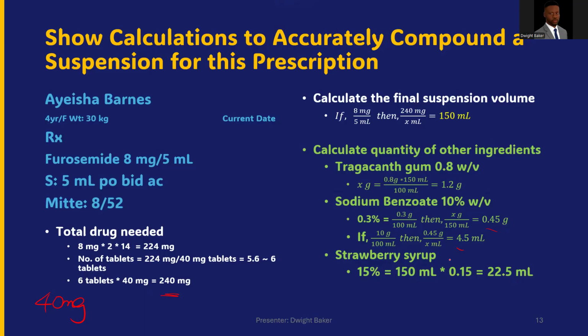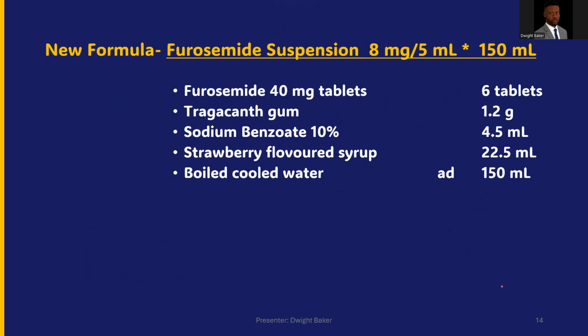All right. And in terms of the syrup, how much of it? 15% using the middle ground. 15% multiply that by the final volume of suspension that you're going to be making. You will get 22.5 mL of syrup that is to be added to the suspension.